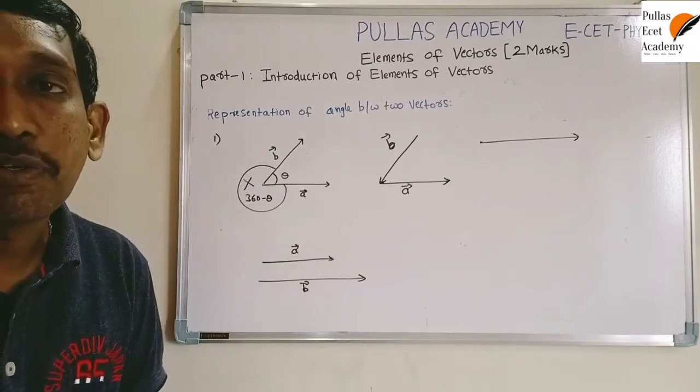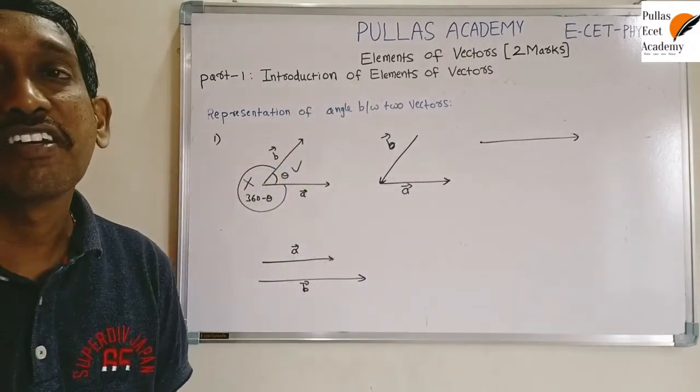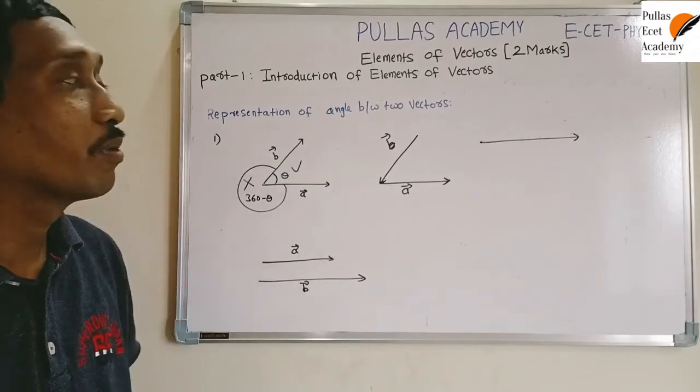Of these two angles, one is the smaller angle and one is the larger angle, but this larger angle is not considered as the angle between two vectors. It is wrong. Only the smaller one is considered as the angle. In this way we have to understand.